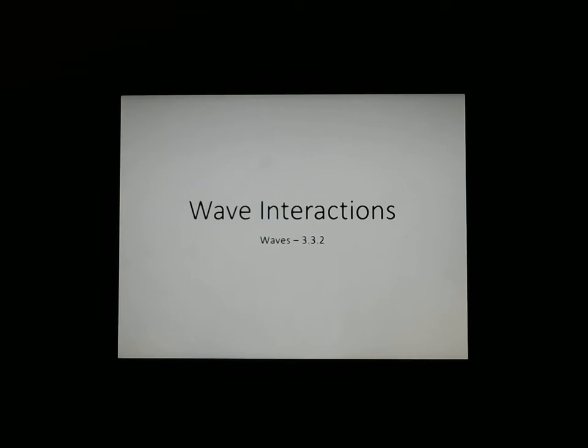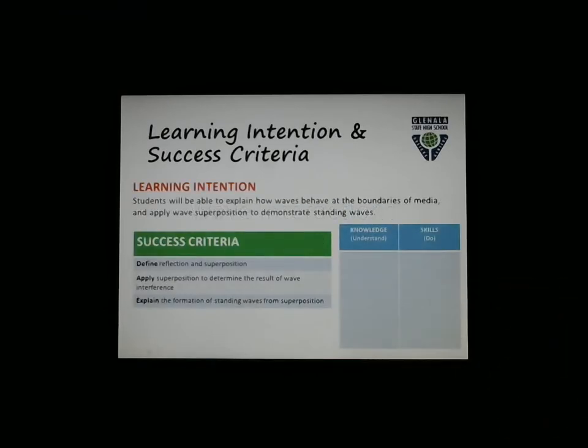This video is going to be going through the main ideas of chapters 14.3 and 14.4 of book 1. Please have a read of that before class. Here are our learning intentions and the success criteria. Have a read and complete the KS table down here on the bottom right.